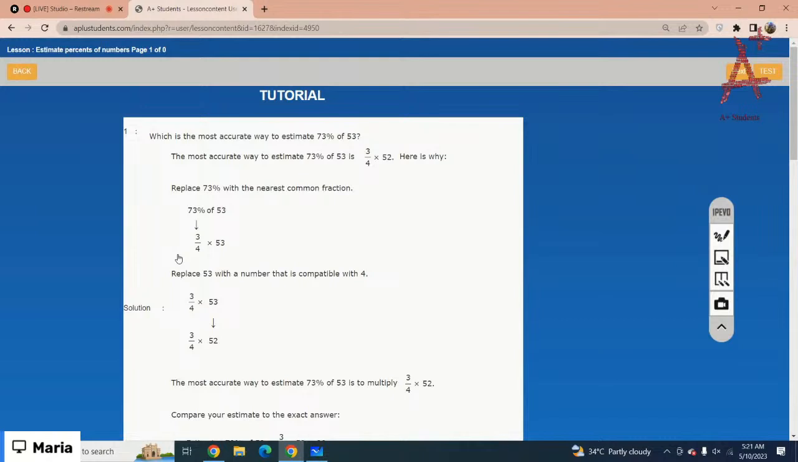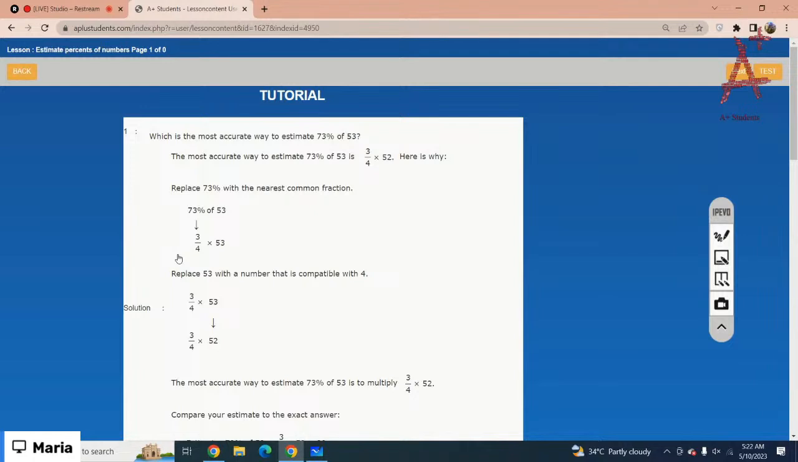Here is why. Replace 73% with the nearest common fraction. So basically, we have to replace the percent value with the nearest common value. 73 is almost near to 75, and we know that 75% is 3/4. Got it? 50% is 1/2, and 75% is 3/4. So just replace 73% by 3/4. So it would be 3/4 times 53.